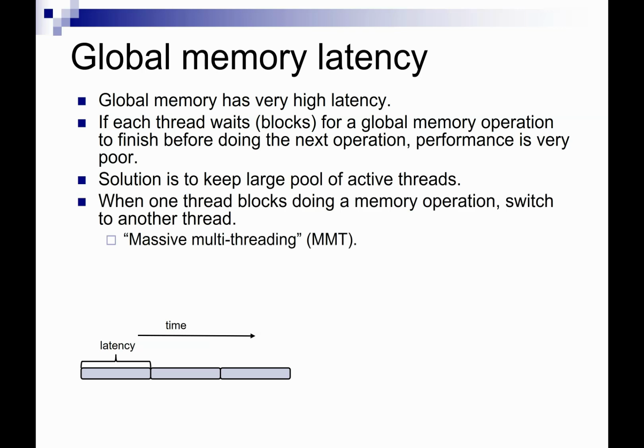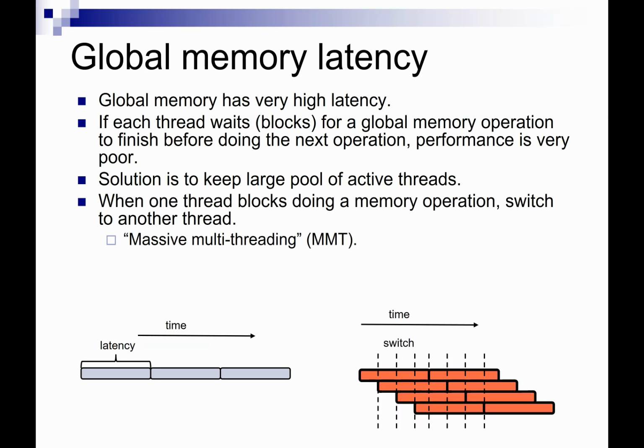So the way we get around this is that GPUs use a technique called massive multi-threading. Instead of just one thread waiting for the entire memory operation to complete, we're going to run many threads on one SM, or one core. If we look on the right over here, we have several threads. So the first thread, let's say this is thread 1.